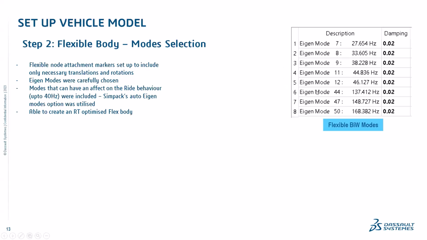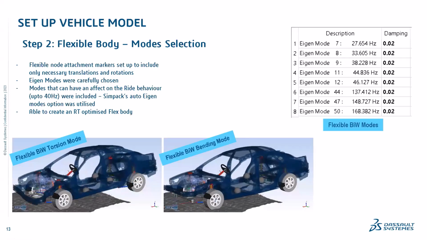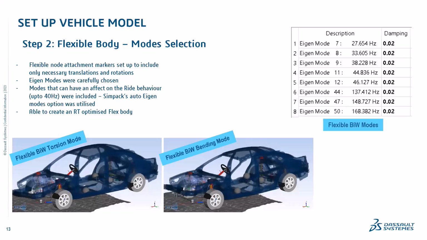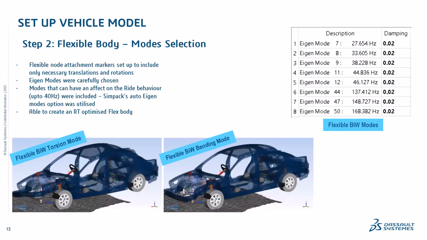There were 8 eigenmodes found by SimPack, and then we were able to create this reduced eigenmode flexible body within SimPack. Here I'm showing the 2 most important modes: the global torsion mode of the body in white, and the global bending mode of the body in white for this particular car.